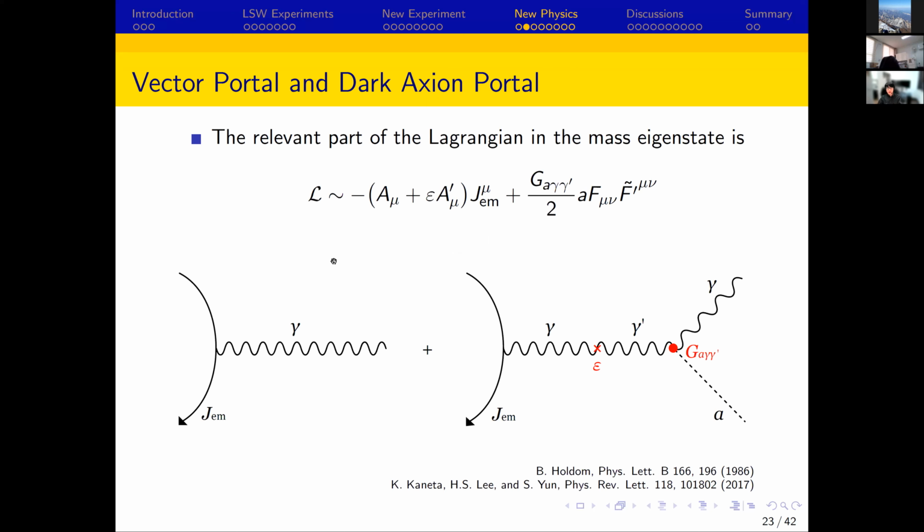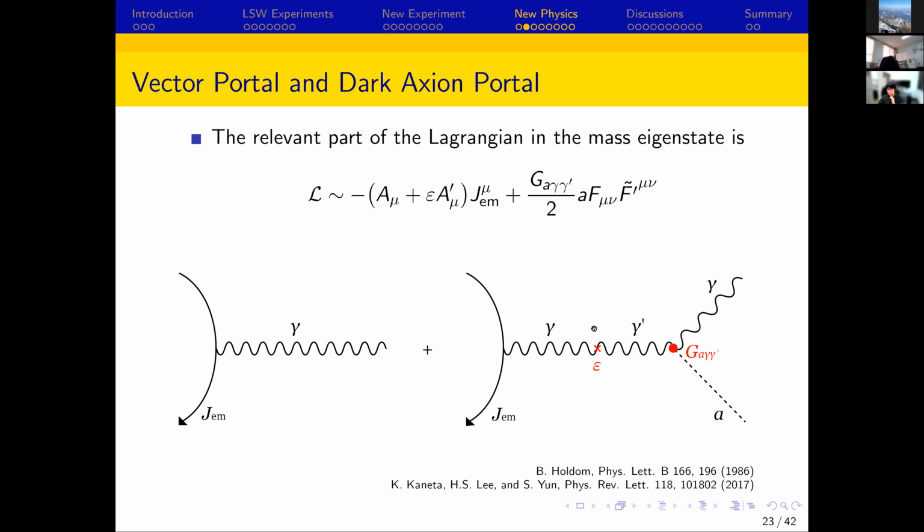So the relevant part of the Lagrangian in the mass eigenstates is given like this, and the Feynman diagram below shows how this decay can happen. The left figure describes the usual process in the standard model, and the right figure represents our new physics. The vector photon is a kinetic mixing between U(1) QED and U(1) dark, or kinetic mixing between the photon and dark photon. So this vector photon makes it possible for the photon to be converted to a dark photon.